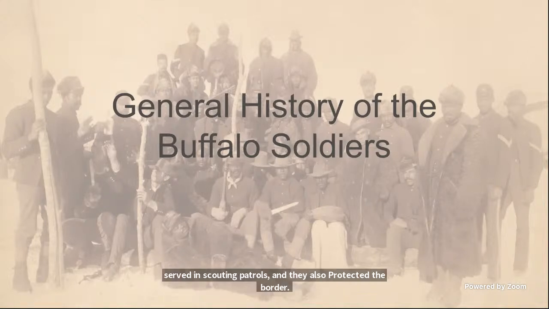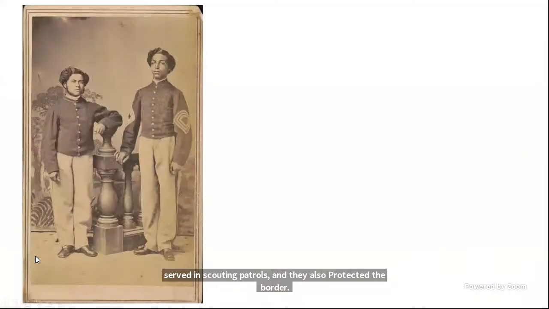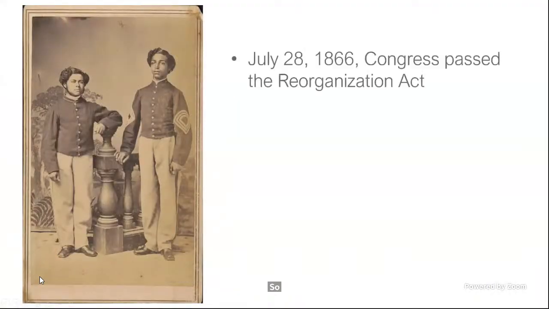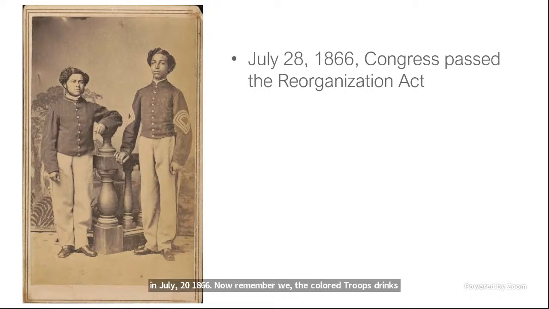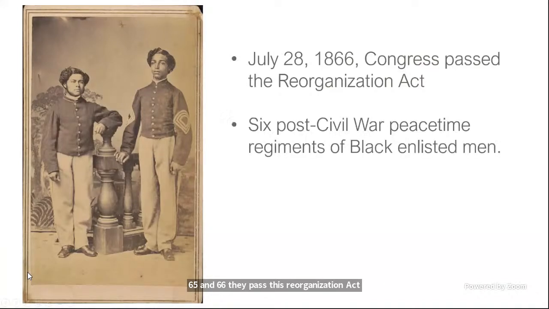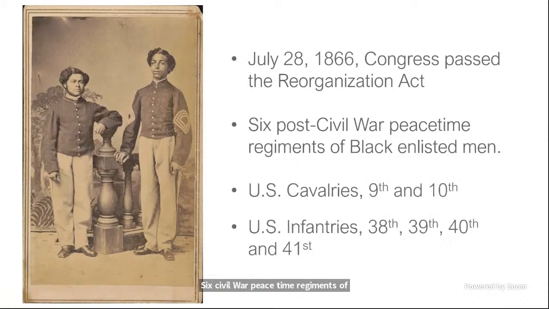So let's learn a little bit more about their organization. On July 28, 1866, now remember the colored troops during the Civil War were disbanded at the end of '65. In '66, they passed this Reorganization Act to set up 6 Civil War peacetime regiments of Black enlisted men.